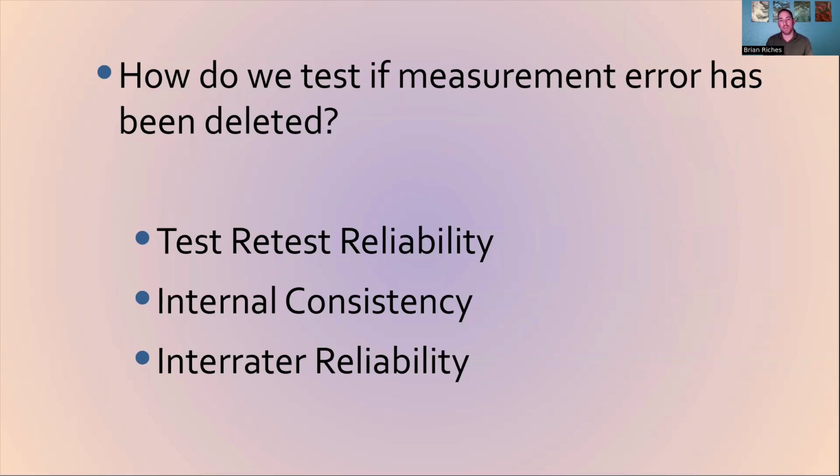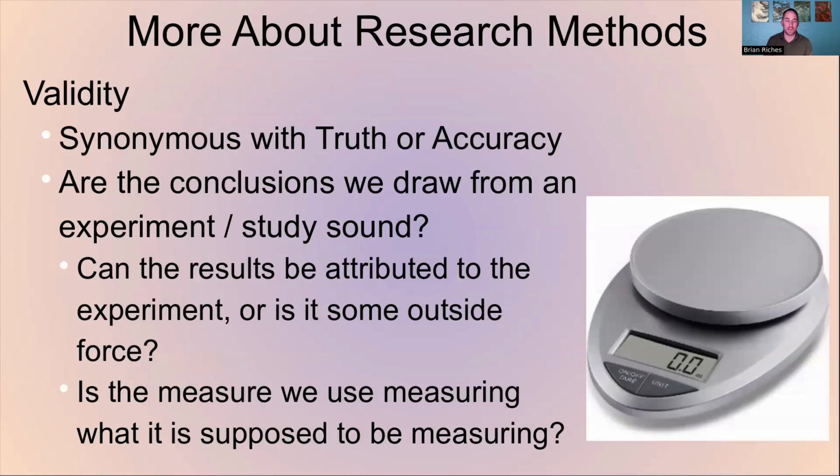And with that, we come to validity. Validity is synonymous with truth or accuracy. So are the conclusions sound? Can we attribute the results to our experiment or some outside force? Were the results because we had them in a quiet or loud room, or was it actually because everyone who studied the night before was in the quiet room? So can we actually attribute the answer to the study? Also, is the measure we're using actually measuring what it's supposed to measure? So are we using a smile and the length of your smile for happiness, or are we using a survey and hormone levels? That would probably be a much more valid measure of happiness.